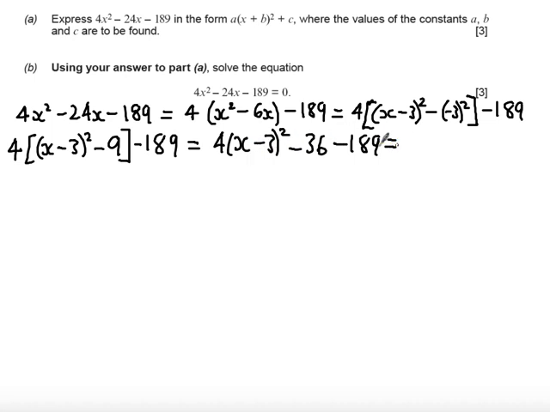And finally, I can finish off just by tidying up the constants. And notice how I leave the constant. I don't touch the constant. It's the very last thing I do. So I get 4(x minus 3) squared. And minus 36 minus 189 gives me minus 225.